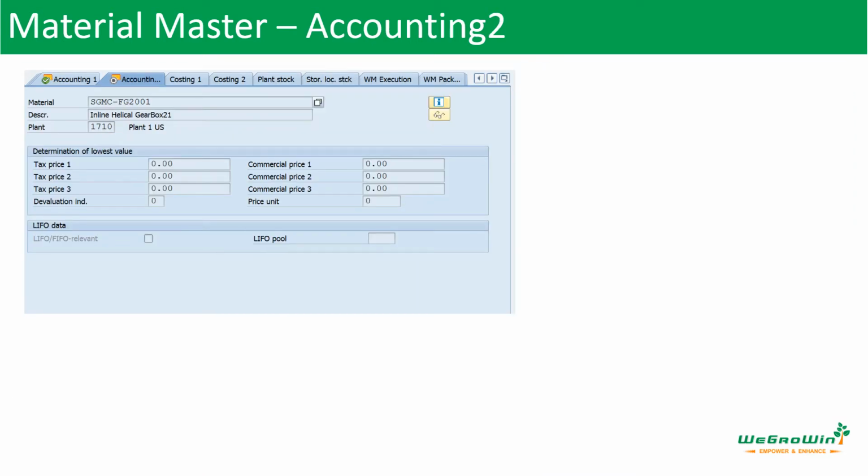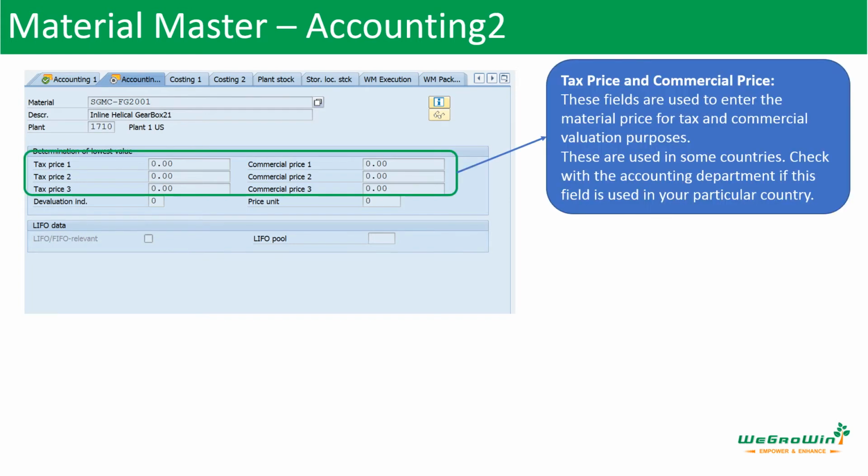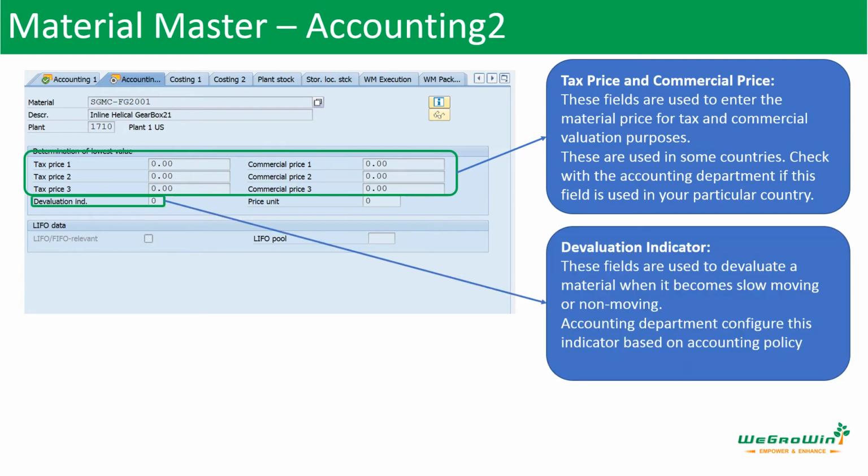Next we have the second tab. In the second tab, we define the lowest value the system has to take. For example, there are fields like tax price and commercial price. These two fields are not used in all countries, only in specific countries. Which country is using it and how will be determined by the accounting team, and it is not much relevant to our production planning activities with respect to the pricing details.